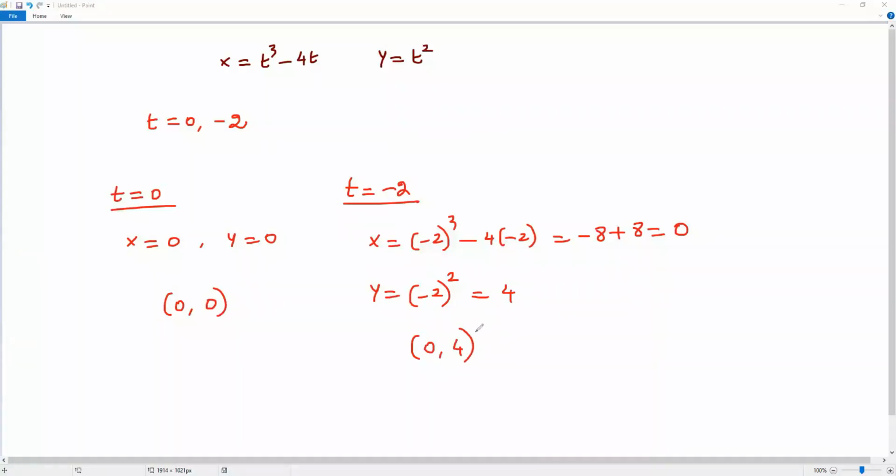When t equals 0 and t equals negative 2, I don't get the same point. I'm getting different points, (0, 0) and (0, 4). So from this, it's very clear the graph does not cross itself when t equals 0 and t equals negative 2. So this one also cannot be the answer.